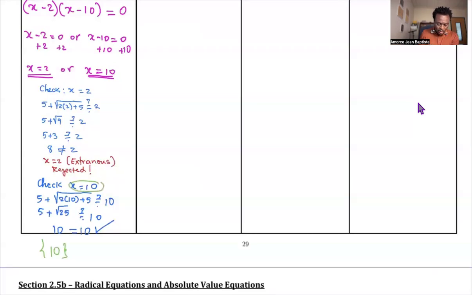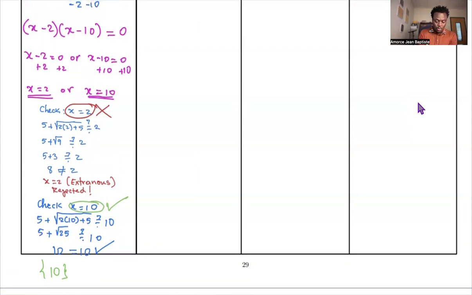Because we had this solution, this one is checked. This one did not check. So that's why your solution is 10. Let's go to the next example here.